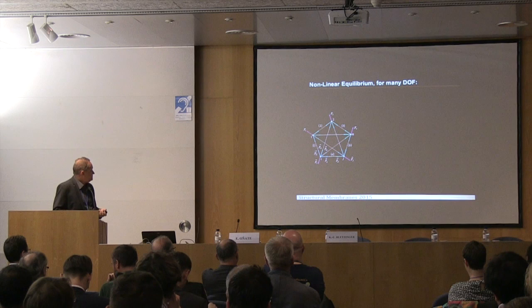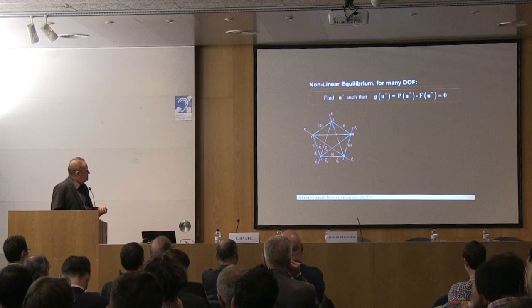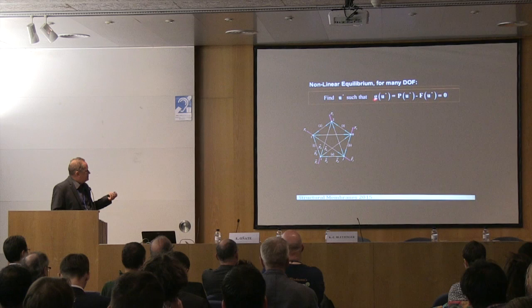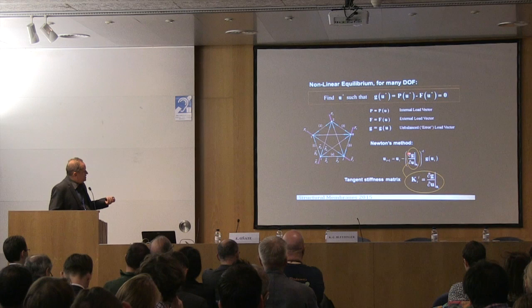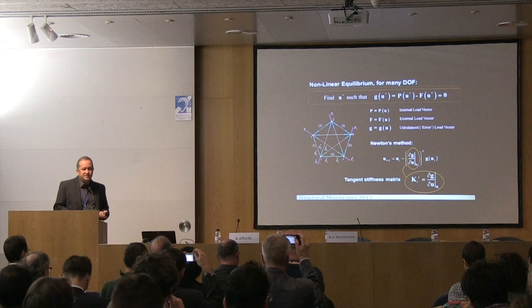We can extend this to many degrees of freedom. But now this is a displacement vector. This is the unbalanced load vector. This is the internal load vector. This is the external load vector. And if we apply Newton's method, we have this derivative here of the load vector with respect to displacement, and this is the tangent stiffness matrix.